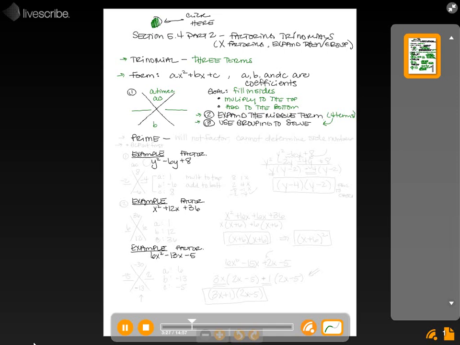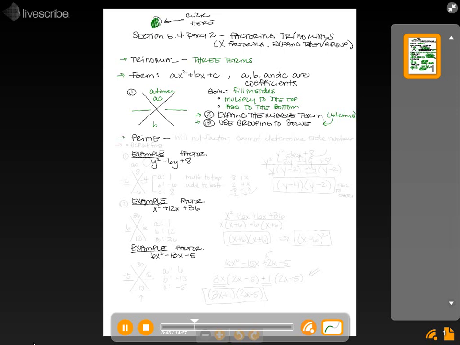So the first two steps are a little different. First step is by far the hardest one. It's coming up with the two numbers on the sides that will multiply to the top but add to the bottom. The rest of them you've already done before. Expanding the middle term is very easy, and you already know how to do grouping. So it should be easy after that.